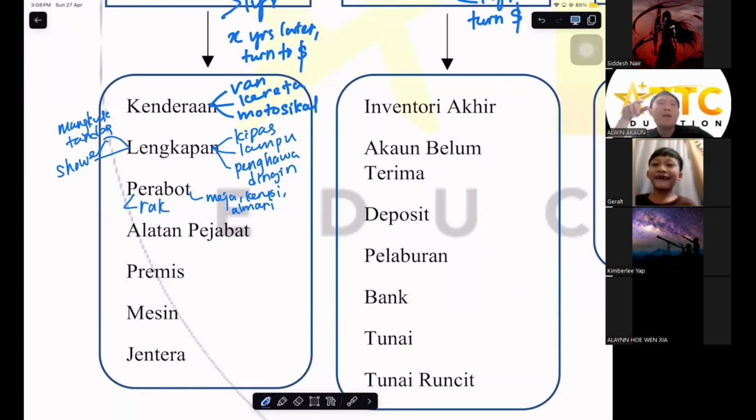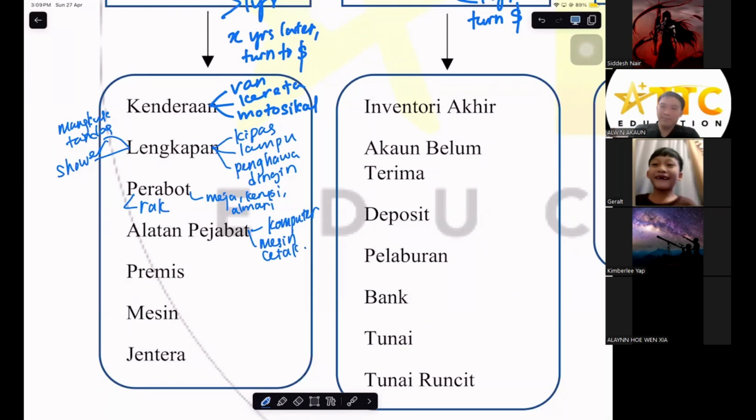Okay. Now alatan pejabat. Alatan pejabat, normally you'll be seeing what? Computer lo, then machine cetak lo. Not to forget penghisar kertas, but I almost never see that one. You know the paper shredder? Those are considered alatan pejabat, yeah.